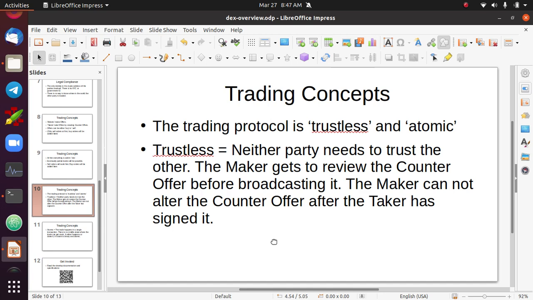So basically, the point here is that neither party can screw over the other party. There's no opportunity to manipulate the transaction in a way that one party can game the other party. So that's what it means by trustless. There's no need for trust here. This is why you can trade with someone across the world, because you don't need to trust them.